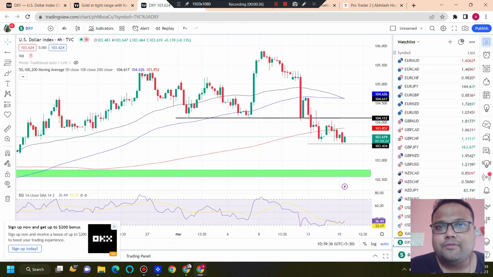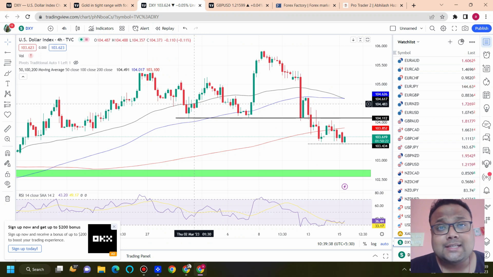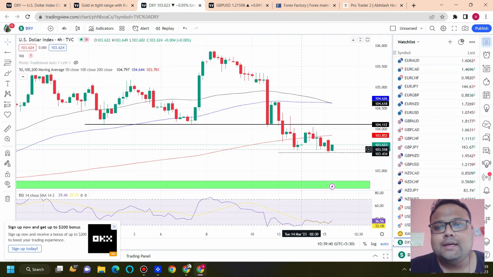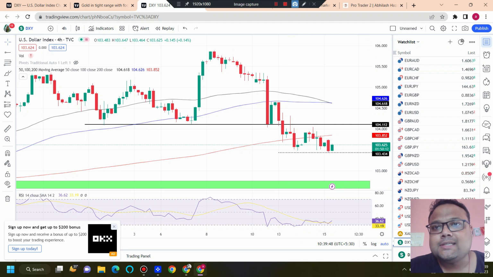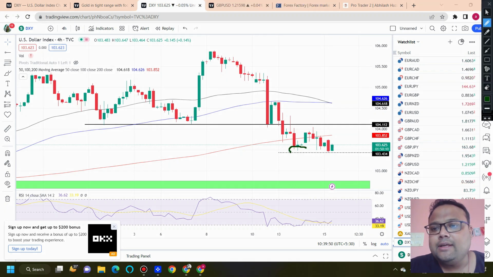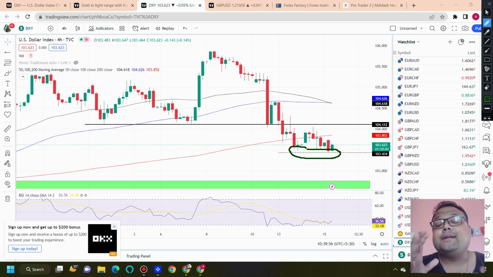So this is the chart of DXY, and we can see that DXY is trying to take some support around this area, and right now standing at 103.62. So this level here, 103.40, 103.50, this level is working as a temporary support for DXY right now.